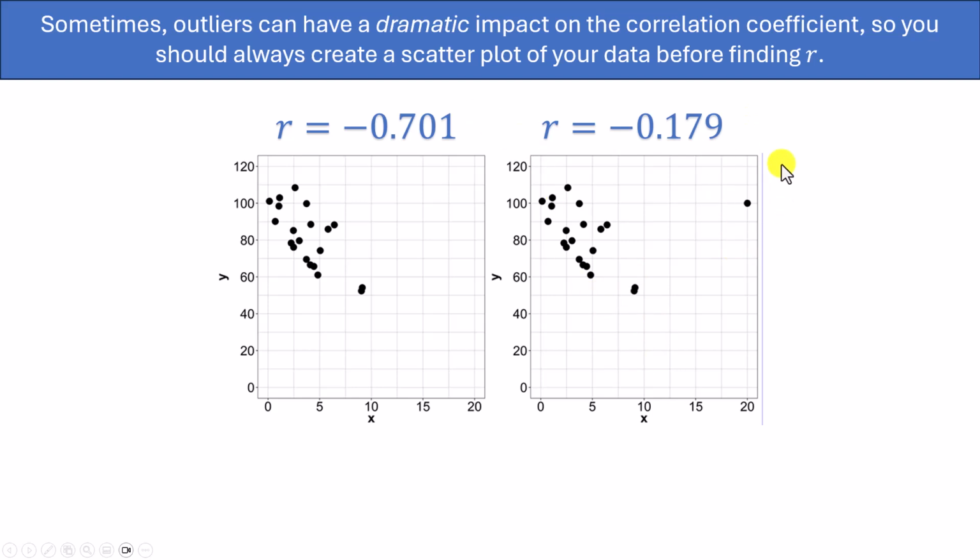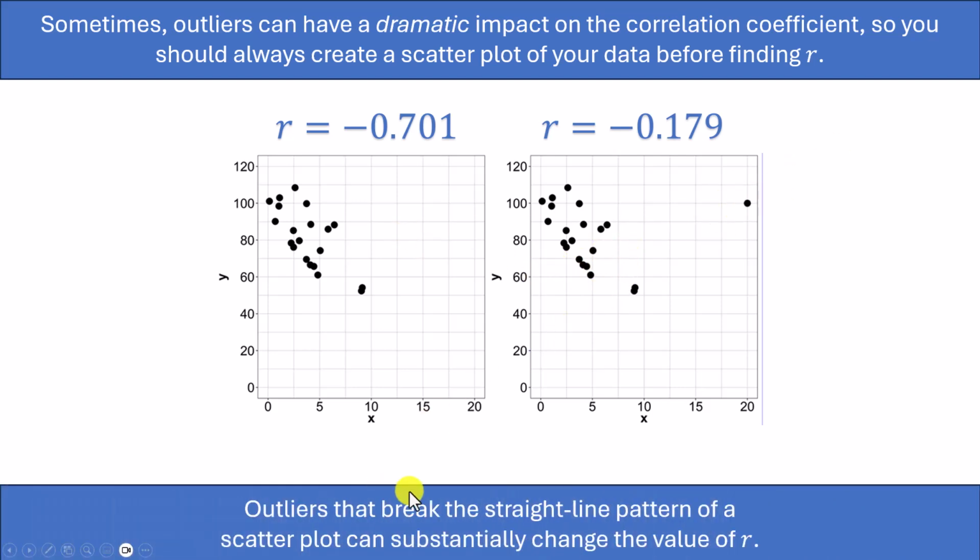We just have like one bad point, and so you might want to kind of research into what made that point so much different from the rest, and maybe consider doing the analysis with and without that outlier to see how it kind of changes things, right? So outliers that break that straight line pattern can have a substantial impact on the value of the correlation coefficient. So once again, another reason why you should always be graphing your data and not necessarily just looking at the correlation to tell you about your scatter plot.